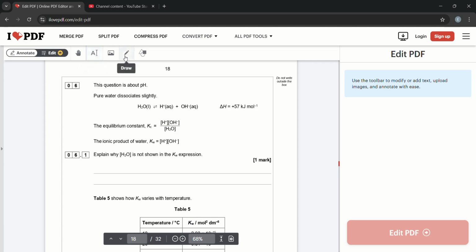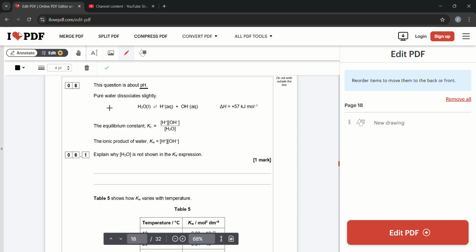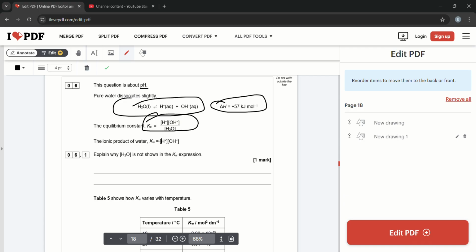Question 6. This question is about pH. Pure water dissociates slightly. Delta H is positive 57 kilojoules per mole to the power minus 1. Equilibrium constant Kc is that. Ionic product of water Kw is that. Explain why H2O is not shown in the Kw expression.